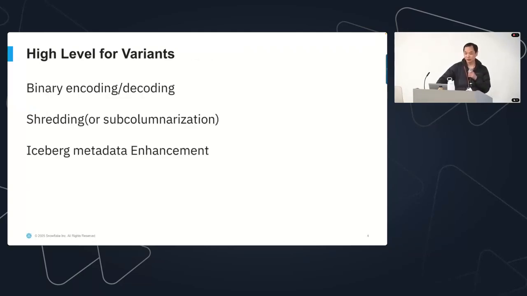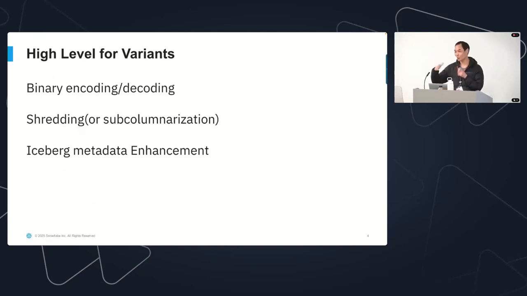Some high-level tasks for variants. In order to support variant, we need to support encoding and decoding, so we have to define the format for variants. The second area is shredding, or subcolumnization. At Snowflake it's called subcolumnization. Shredding is for optimization. Without shredding, variant still works, and you can read and write variants.